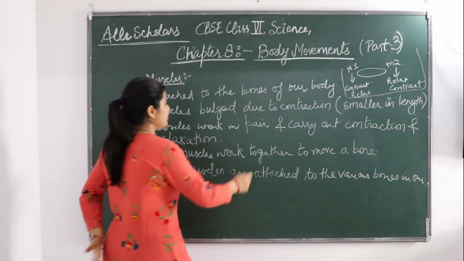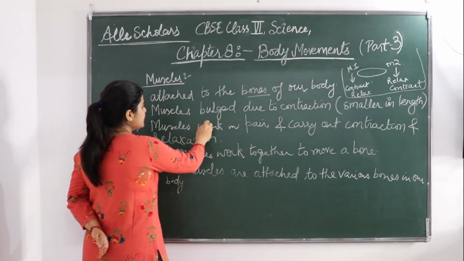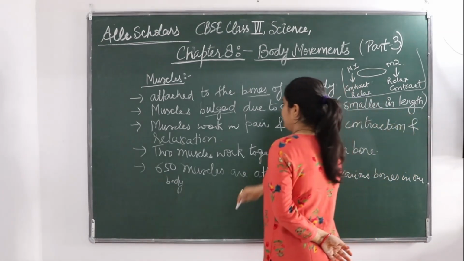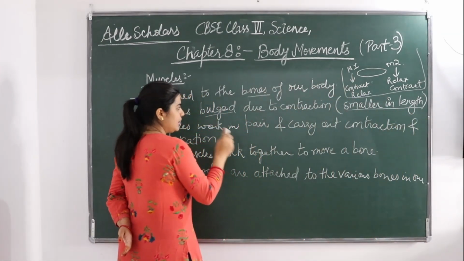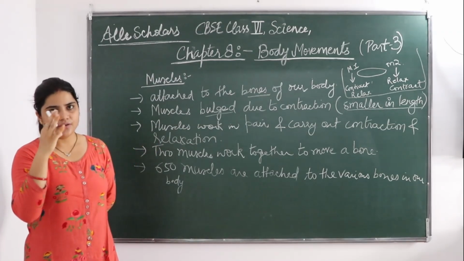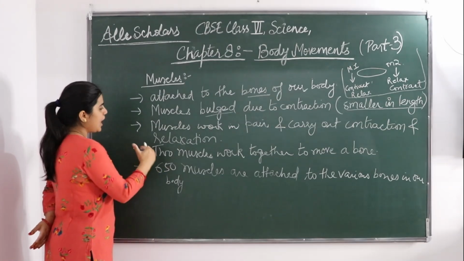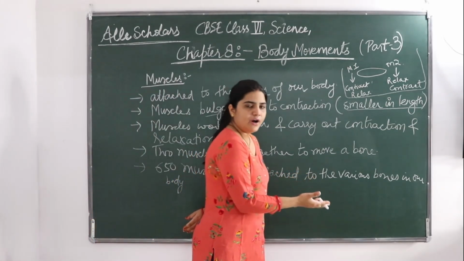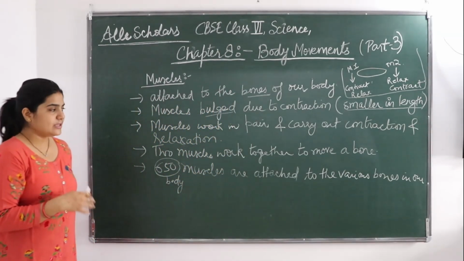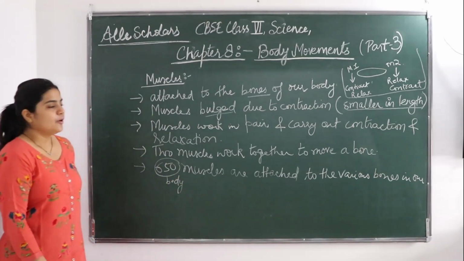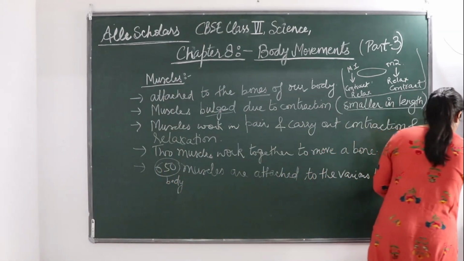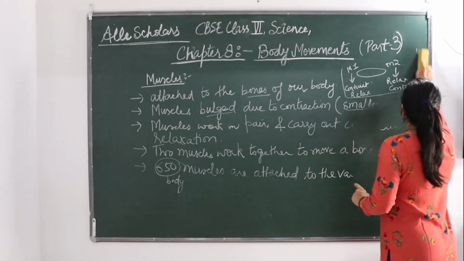Muscles are attached to the bones of our body. Muscles bulge due to contraction, which means they get smaller in length. Muscles work in pair, carrying out contraction and relaxation. Two muscles work together to move a bone. And there are 650 muscles in our body that are attached to the various bones. So this was about muscles. We have seen cartilage and we have seen muscles also.